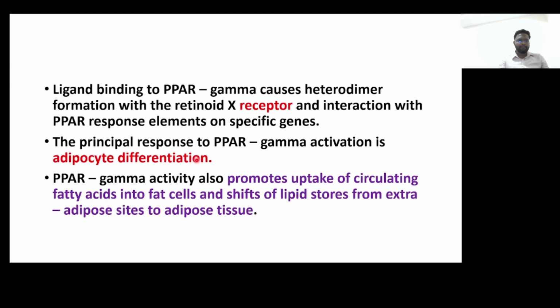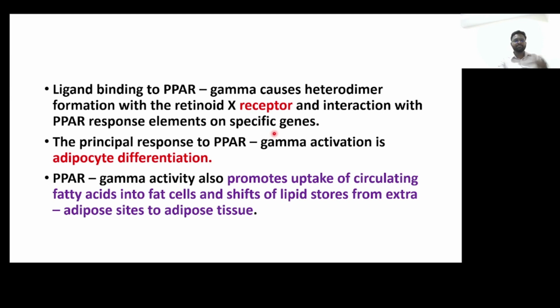So pioglitazone is a ligand. It binds to the PPAR gamma receptor. After binding to PPAR gamma, what will it do? It will form a heterodimer with the retinoid X receptor. After that, it will interact with PPAR response elements on specific genes.